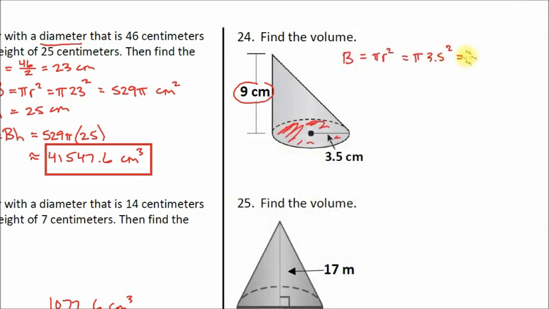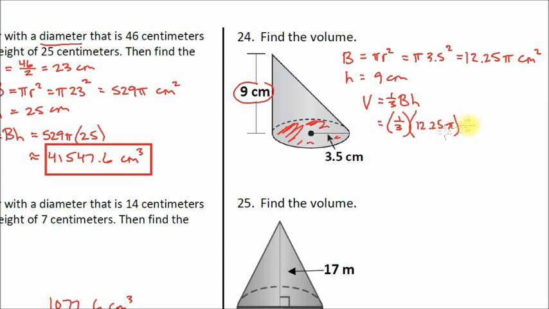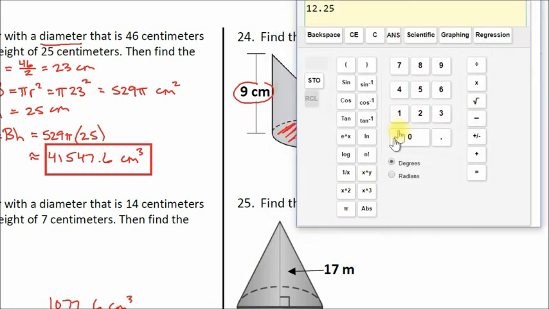Class, I'm going to leave that. I'm not going to round that. It'll give me a more accurate measurement. Don't forget pi in there, and that is centimeters squared. My height is equal to 9 centimeters. I circled that. And the volume of a cone is the same as a pyramid: 1/3 times the base area times the height. I'm going to put it in my calculator like this. 1 divided by 3, and then 12.25 pi and then 9.